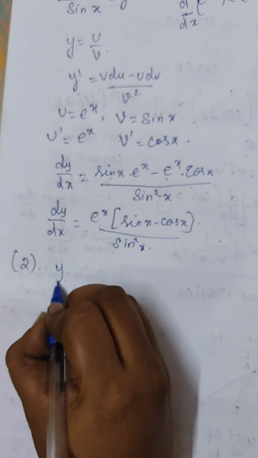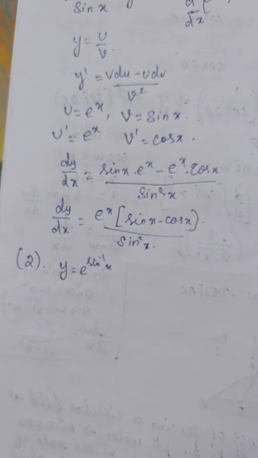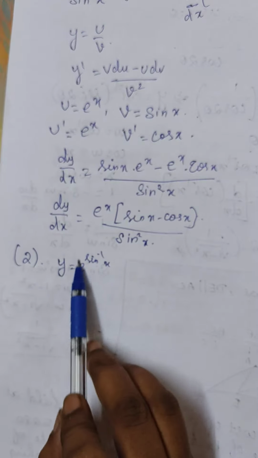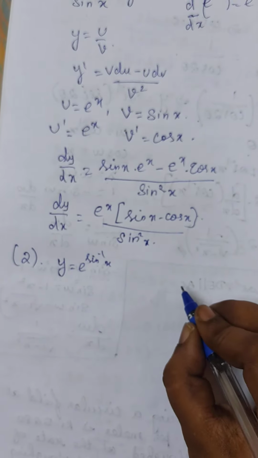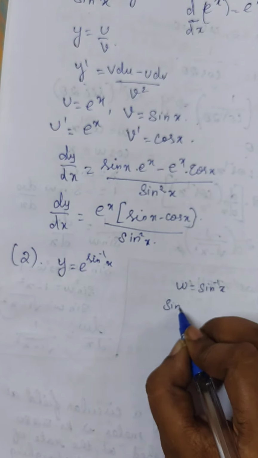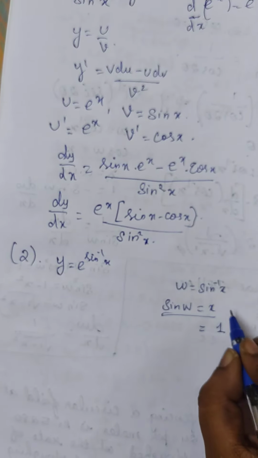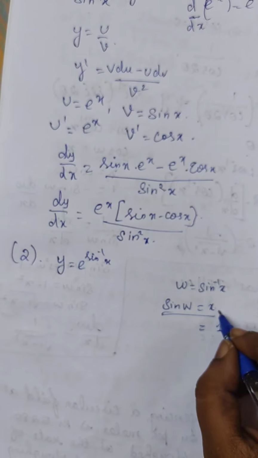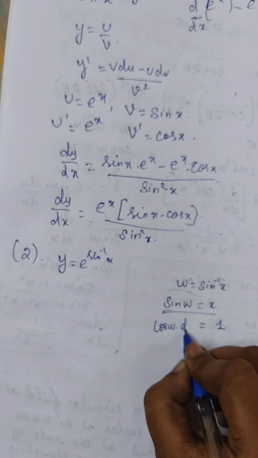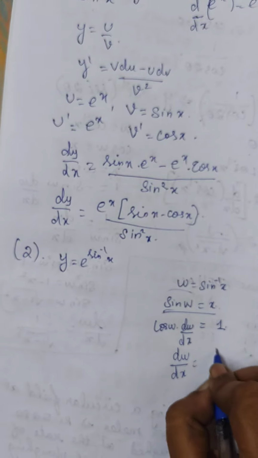Now the second problem: we are given e power sin inverse x. We will find the derivative of this function. Before that, we will calculate the derivative of this inverse trigonometric function, sin inverse x alone. Let us take w as sin inverse x, so sin w will be x. When we differentiate this expression with respect to x, we will get 1 equal to cos w into dw by dx, and dw by dx will be 1 by cos w.